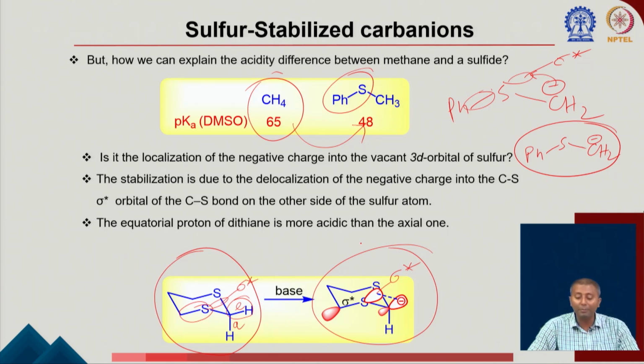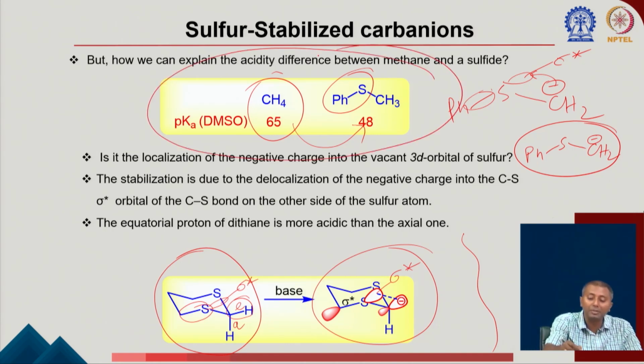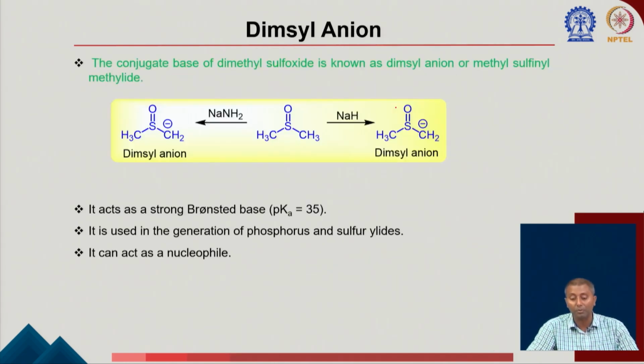Okay, so I think from this data you are convinced that in these cases, as at the beginning when I talked about methane versus PhSCH3, the stability comes from the electron donation from the non-bonding carbanion electrons to the sigma star orbital of the carbon-sulfur bond.